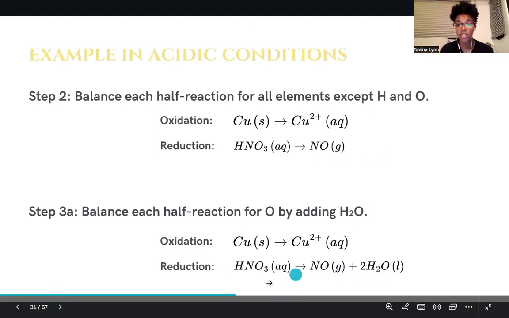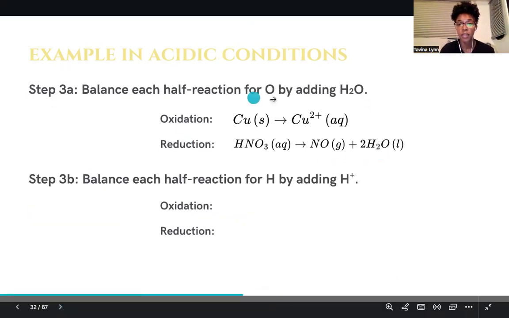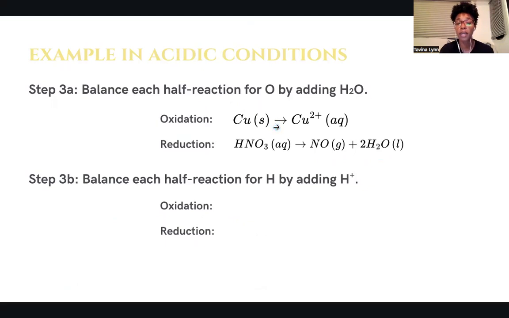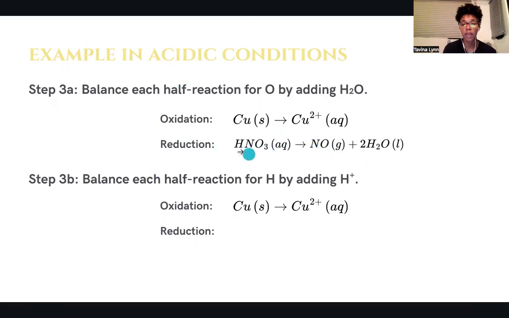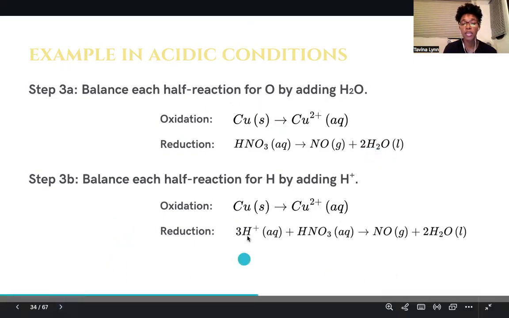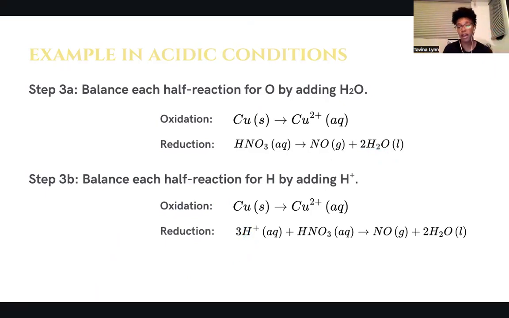So now our oxygens are balanced here. So keeping that previous step there, now 3B, we're going to balance each half reaction for hydrogen by adding a proton. So similarly, our oxidation step stays the same. Reduction, however, changes, right? Because we have 1 hydrogen on our reactant side and then we have 4 on our product side. So we need to add 3 protons on our reactant side so that we have 4 protons on both sides.